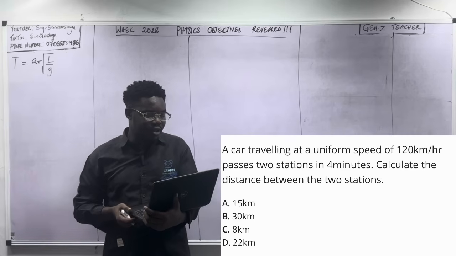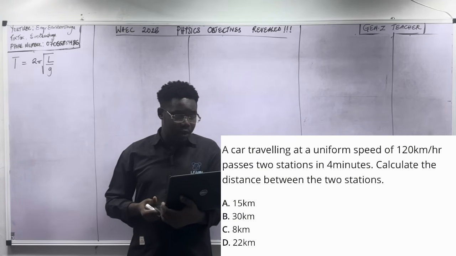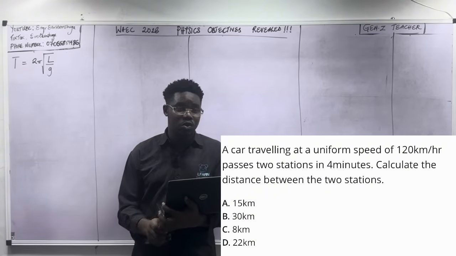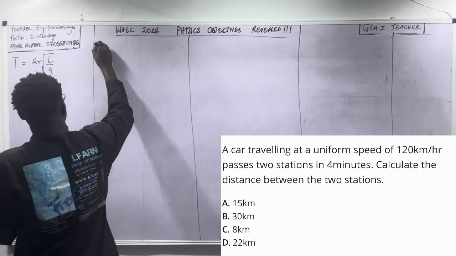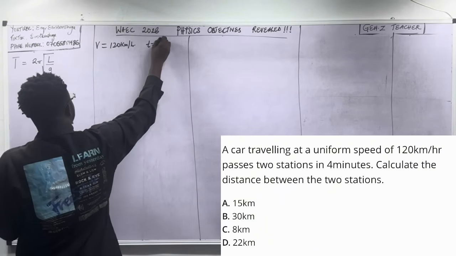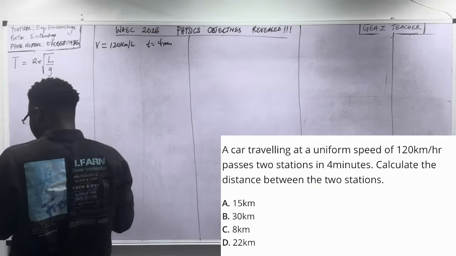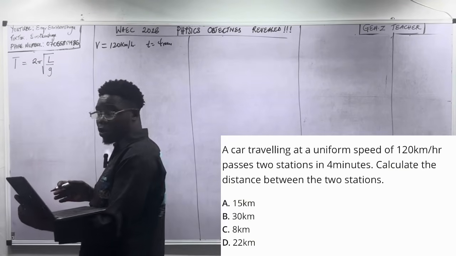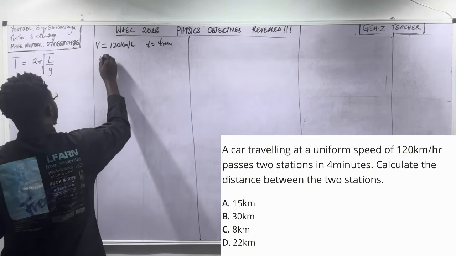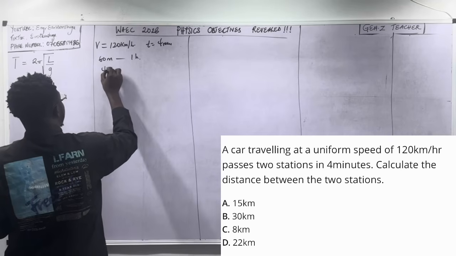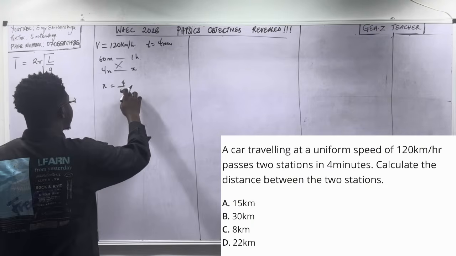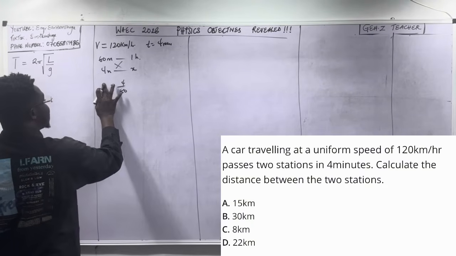Number 8, a car traveling at uniform speed of 120 km per hour passes 2 stations in 4 minutes. Calculate the distance between the 2 stations. Speed was given as 120 km per hour and the time was 4 minutes. Now we need to convert these values, since the distance is in kilometers. Let's convert the time to hours. Remember, 60 minutes make an hour, so 4 minutes will make x. So x is 4 over 60, so our time is 4 over 60.